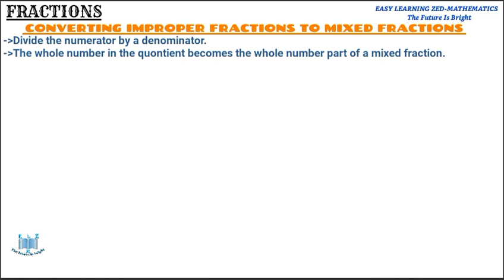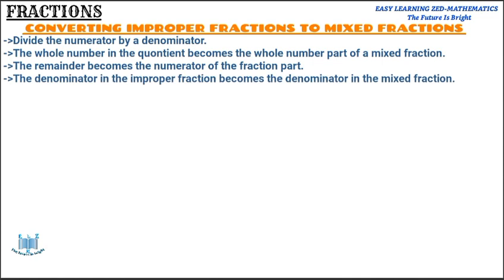Once you have done that, what do you do with the remainder? The remainder becomes the numerator of the fraction part. So in the mixed fraction, the whole number stands alone, and the remainder you remained with becomes the numerator of the fraction part. Lastly, the denominator in the improper fraction becomes the denominator in the mixed fraction. So the same denominator the improper fraction had will be the denominator in the mixed fraction. These are the steps you take when converting an improper fraction to a mixed fraction.